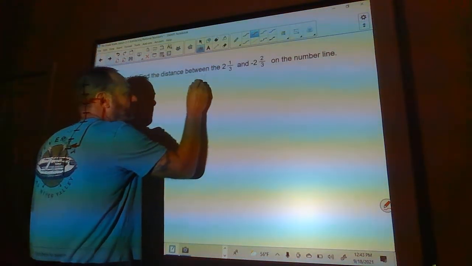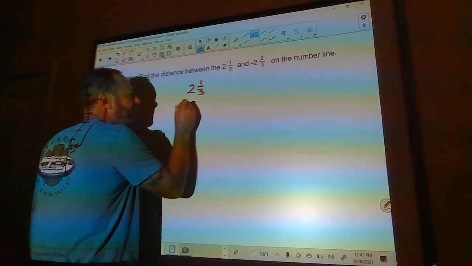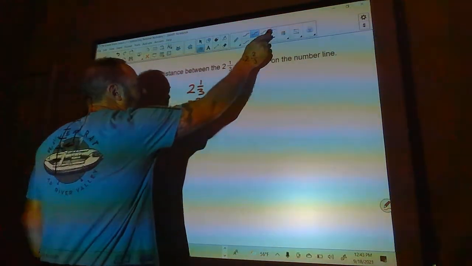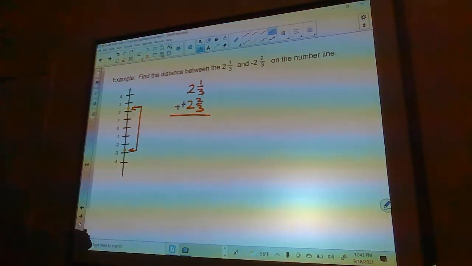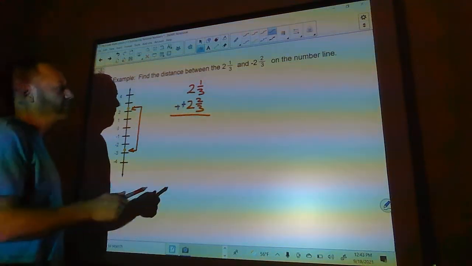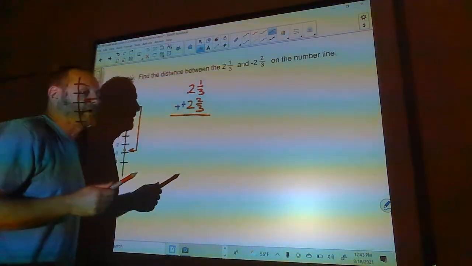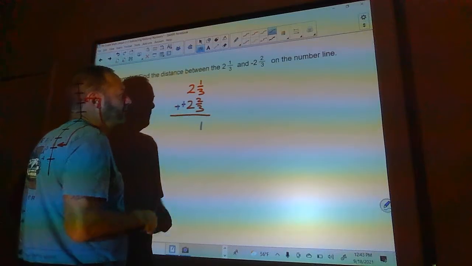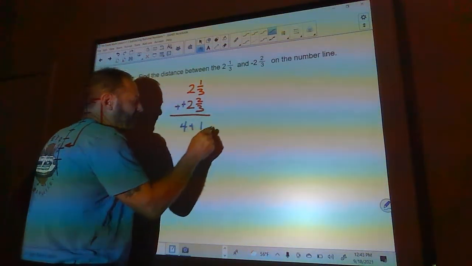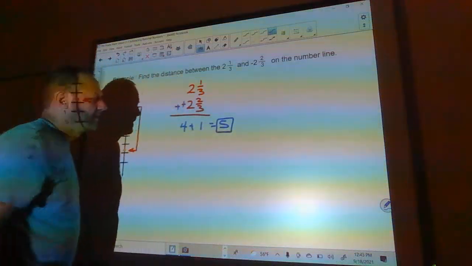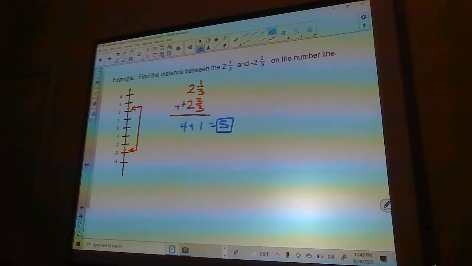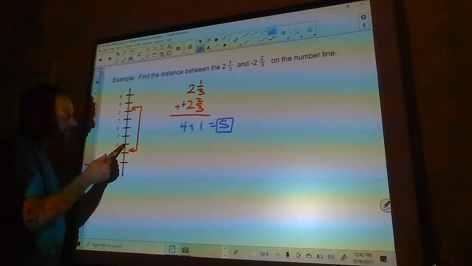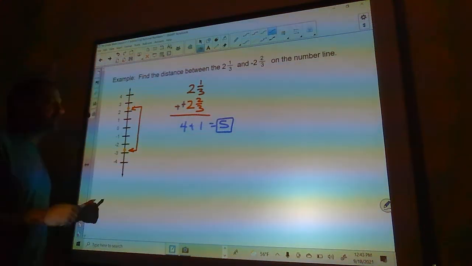So 2 and 1/3 minus negative 2 and 2/3. Remember, minus a negative is plus a positive, so I'm going to add these things together. They fortunately already have a common denominator. There's a couple ways I could do this. This is a pretty easy one. 1/3 and 2/3 is just 1. And 2 and 2 is 4, and I add those together and I get 5. The distance between those is 5. You can kind of see that: if I go 1, 2, 3, 4, and then that's 2/3, and another third makes 5.